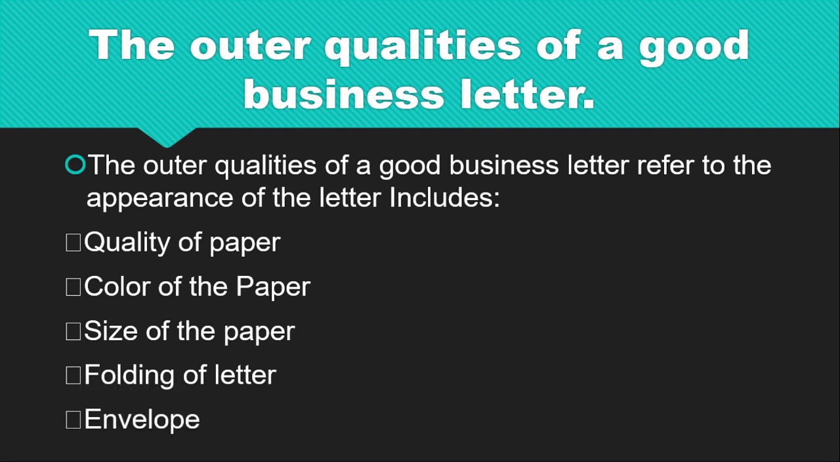And the last one is the envelope. This is where you are actually carrying your letter. If you are putting your letter in an envelope, you want to make sure that you have chosen the right envelope, probably the color of the envelope, whether you prefer white, brown, or black, and so on. The envelope should also be clean. And if you want to be perceived as a quality company, you should also have an envelope of quality, right, guys? So these are the outer qualities of a good business letter.